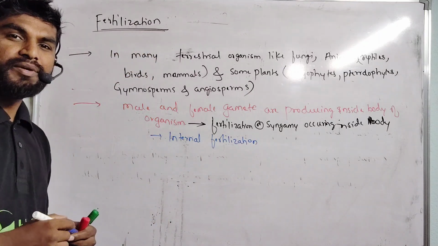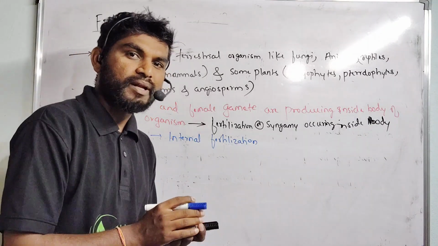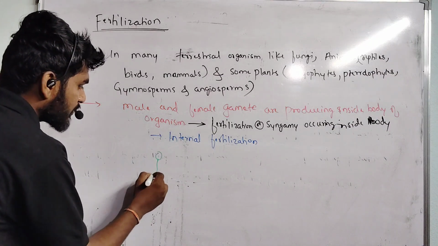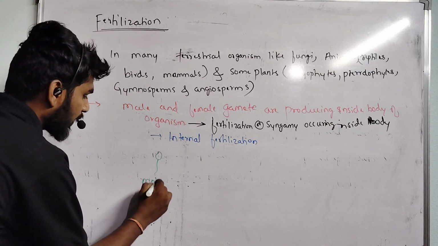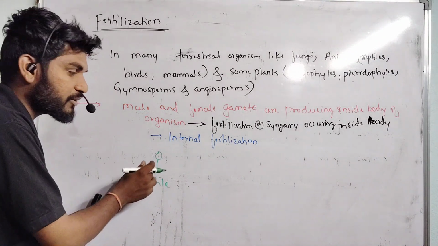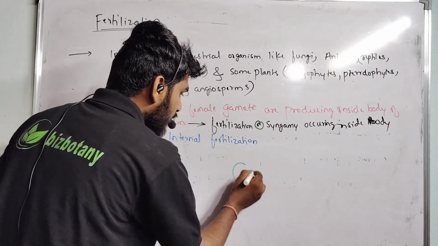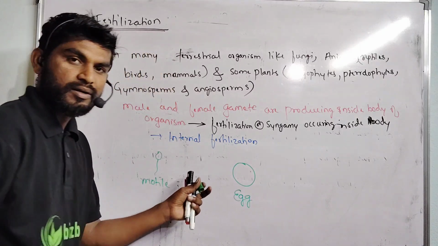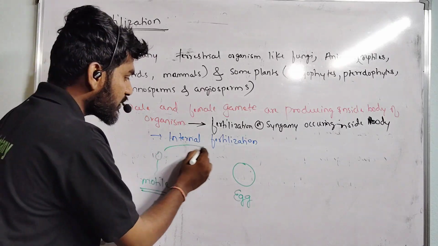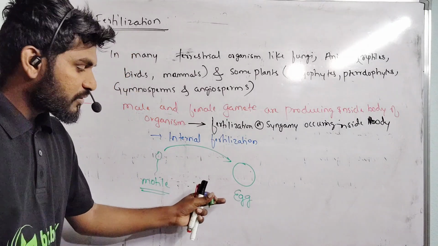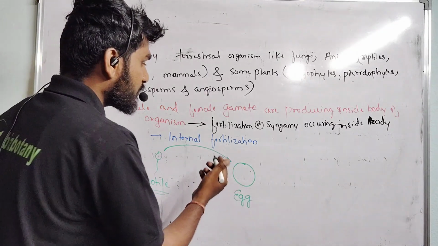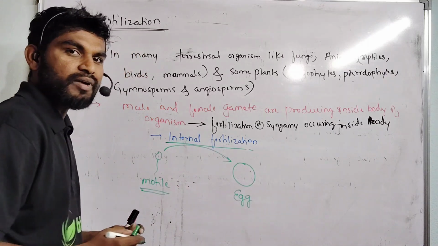Usually female gametes are produced inside the body of an organism, and male gametes are somewhat motile. In human beings, we have sperms. Sperms are motile and are produced in large amounts because they need to reach the female gamete. The egg is produced inside the body. Anyhow, they reach the female gamete, and fertilization occurs inside the body of the organism. Such type of fertilization we call internal fertilization.